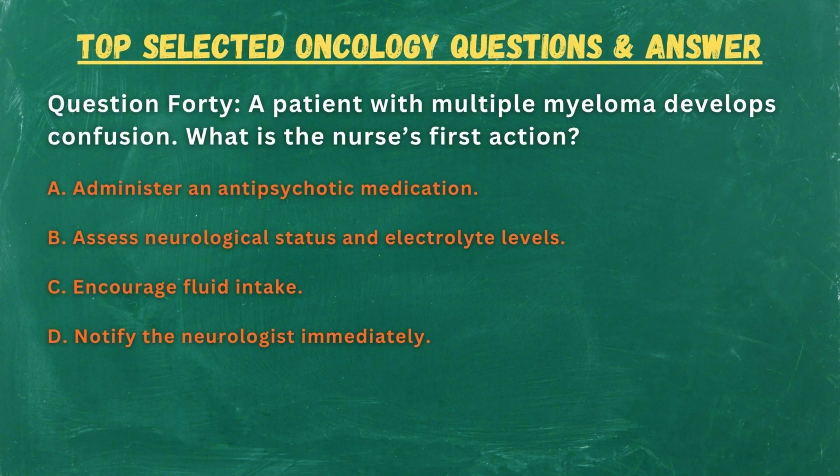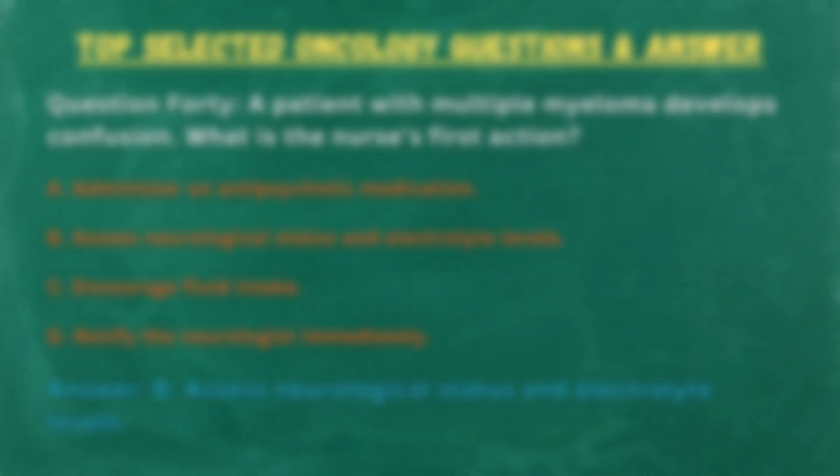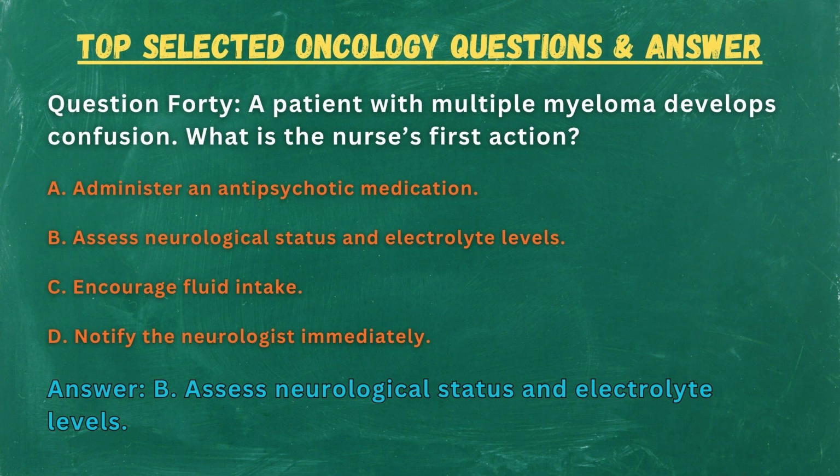Question 40. A patient with multiple myeloma develops confusion. What is the nurse's first action? A. Administer an antipsychotic medication. B. Assess neurological status and electrolyte levels. C. Encourage fluid intake. D. Notify the neurologist immediately. Answer: B. Assess neurological status and electrolyte levels.